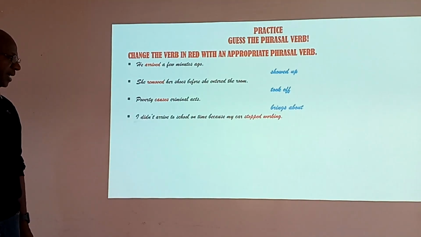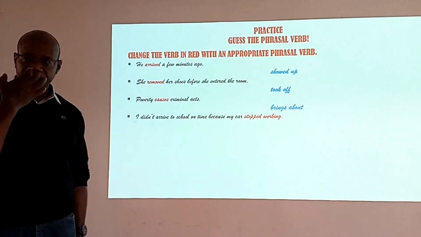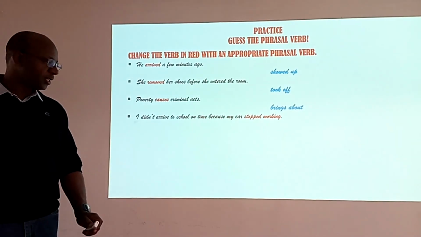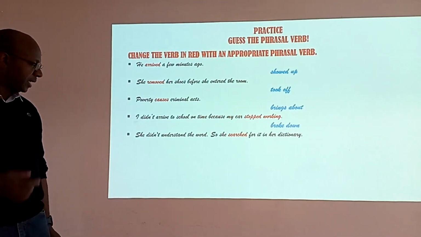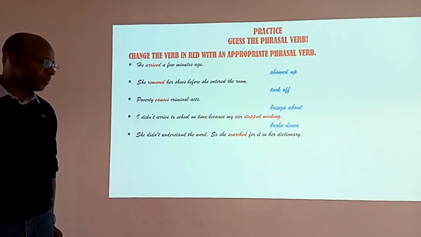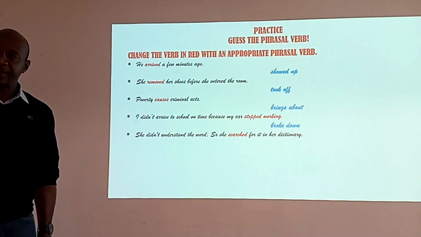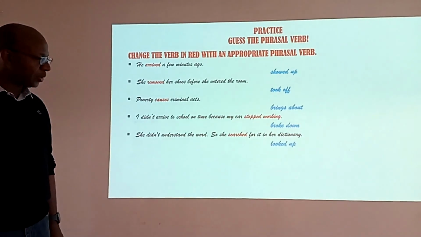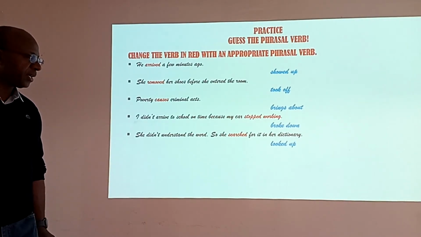Now let's go to the other one. I didn't arrive to school on time because my car stopped working. Can you guess the phrasal verb? Good, I heard break down, but you should put it in the past. Broke down. Good, now let's go to the next sentence. She didn't understand the word, so she searched for it in her dictionary. This is one of the most important of the phrasal verbs in English. Do you remember? Look up, yes, it's correct. But you should put it in the past. Looked up. So she didn't understand the word, so she looked it up in her dictionary.